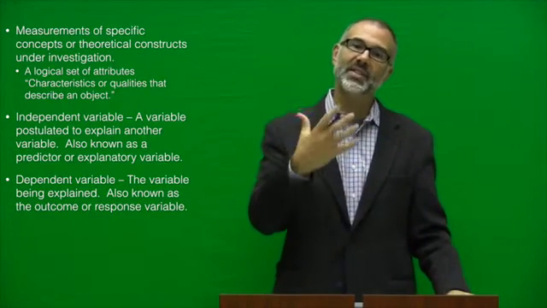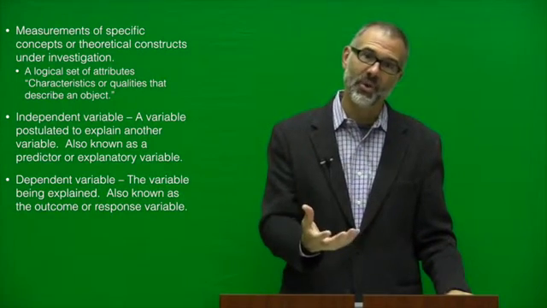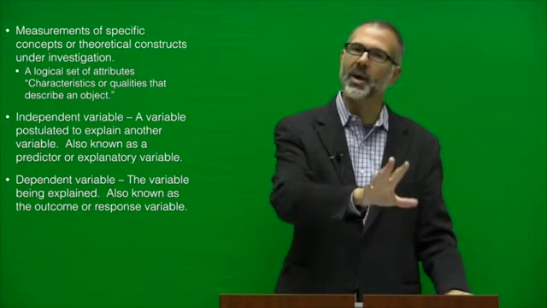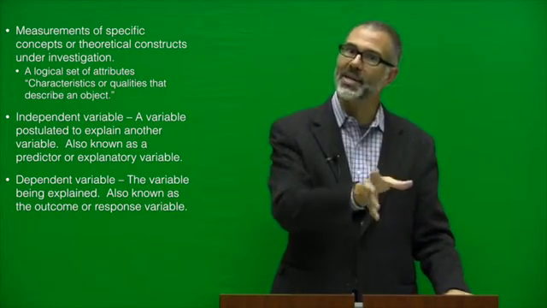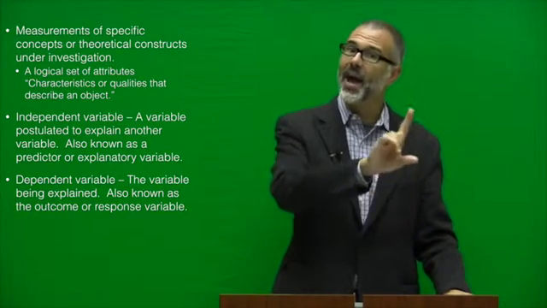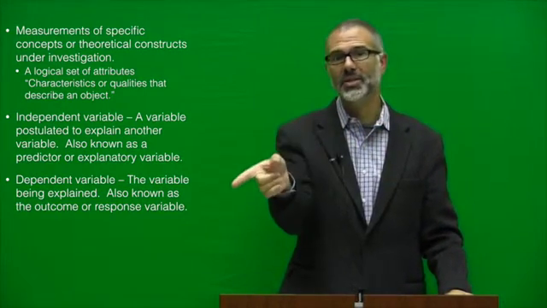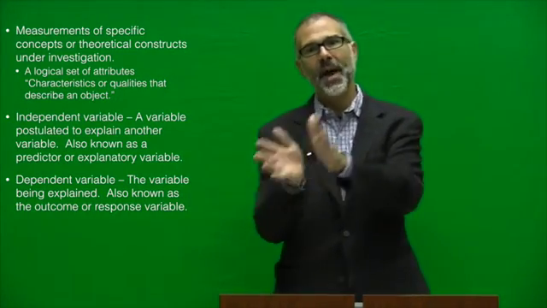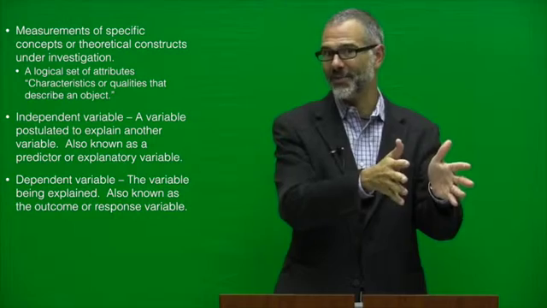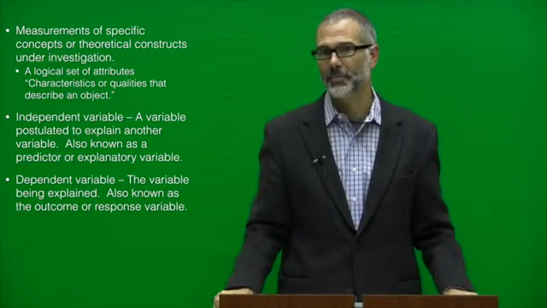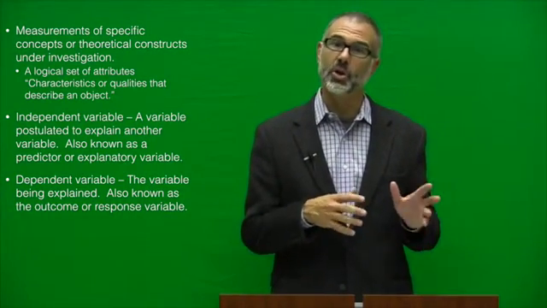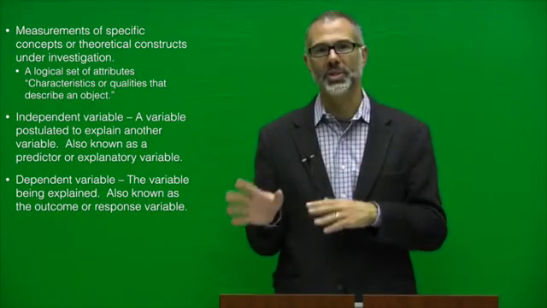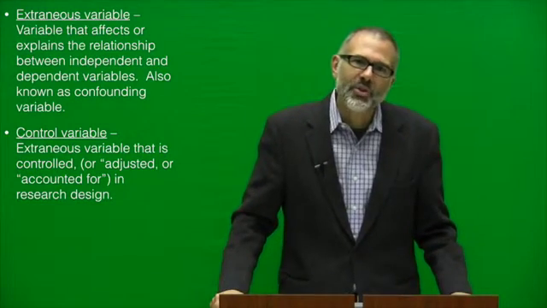So if I'm doing an investigation of cognitive behavioral therapy on depression, cognitive behavioral therapy is my independent variable, the one that I'm manipulating and interested in. And what I think cognitive behavioral therapy does is reduce depression. And so depression is my dependent variable. It depends on the independent variable, in this case cognitive behavioral therapy. Sometimes the independent variable is called the predictor variable, and the dependent variable is called the outcome or the response variable.